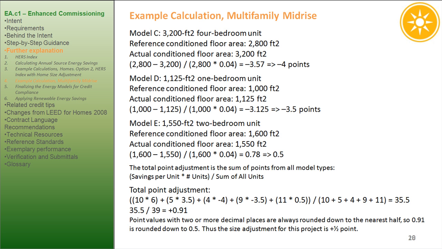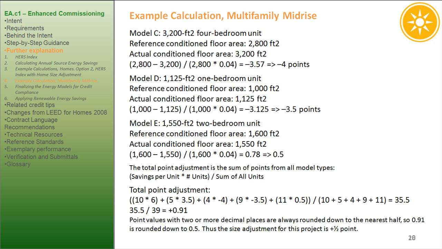The total point adjustment is the sum of points from all model types. Savings per unit multiplied by number of units, over sum of all units. Total point adjustment: 10 multiplied by 6, plus 5 multiplied by 3.5, plus 4 multiplied by negative 4, plus 9 multiplied by negative 3.5, plus 11 multiplied by 0.5, over 10 plus 5 plus 4 plus 9 plus 11, equals 35.5. 35.5 over 39 equals positive 0.91.